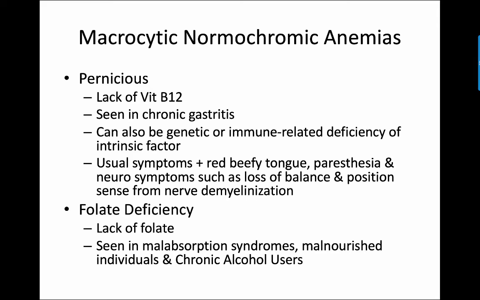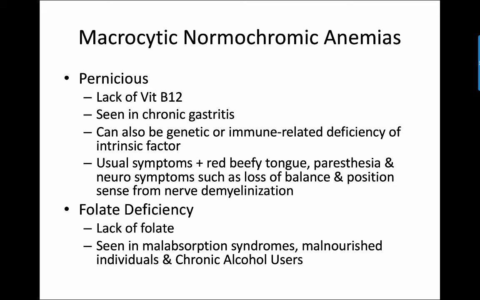Your macrocytic anemias are your very large, so you see a large MCV and a large MCH. These are your large, abnormally sized red blood cells, erythrocytes. There's two. Pernicious anemia is really lack of vitamin B12, and this leads to what's called a megaloblastic anemia, which might be another term you hear.